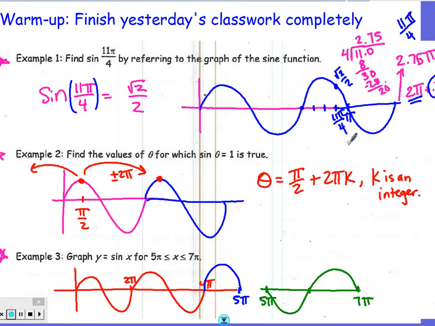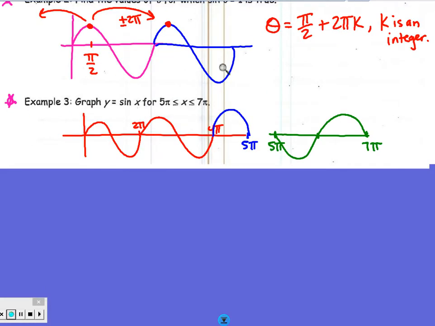Down here, where you're finding which thetas, it should be pi over 2 plus 2 pi k, if k is an integer. And number 3, I started by graphing sine. I did one cycle, one period, 2 periods, and then I did a half a period to get to 5 pi, because here it just said only graph from 5 pi to 7 pi. So I kept going with my sine curve, and that's what it would look like.